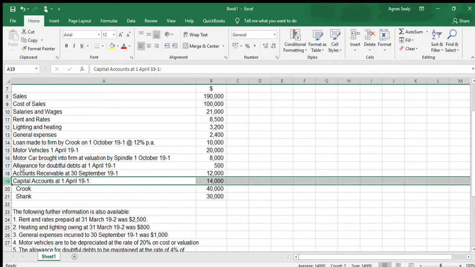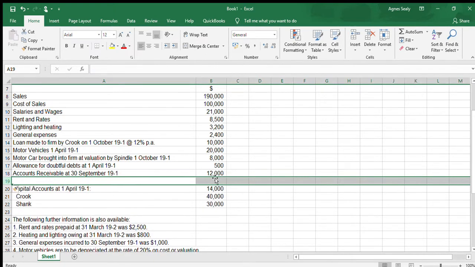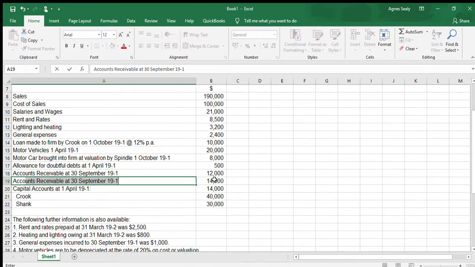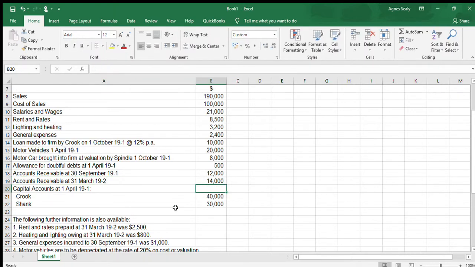And we had additional accounts receivable at the 31st of March 19-2, and this accounts receivable was $14,000. Then we had the capital accounts at the beginning of April 19-1 for Crook and Shank, which were $40,000 and $20,000 respectively.